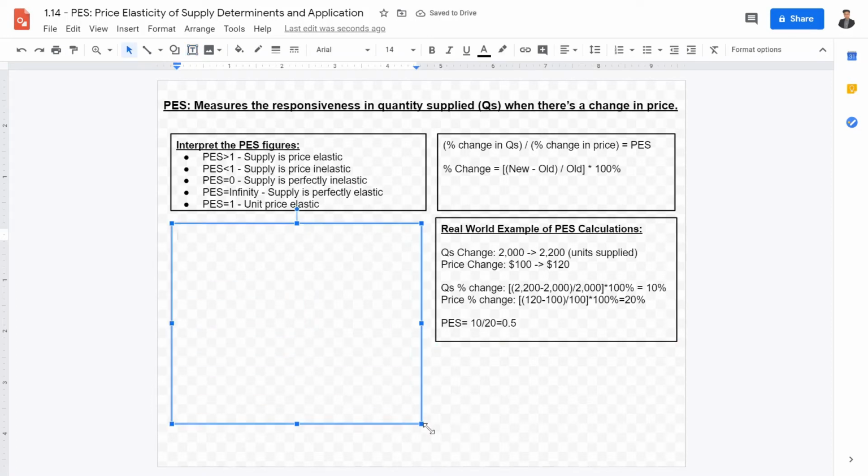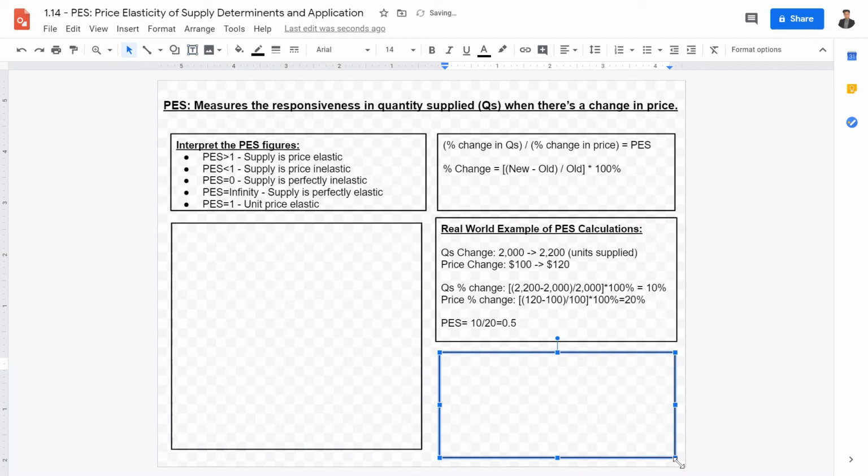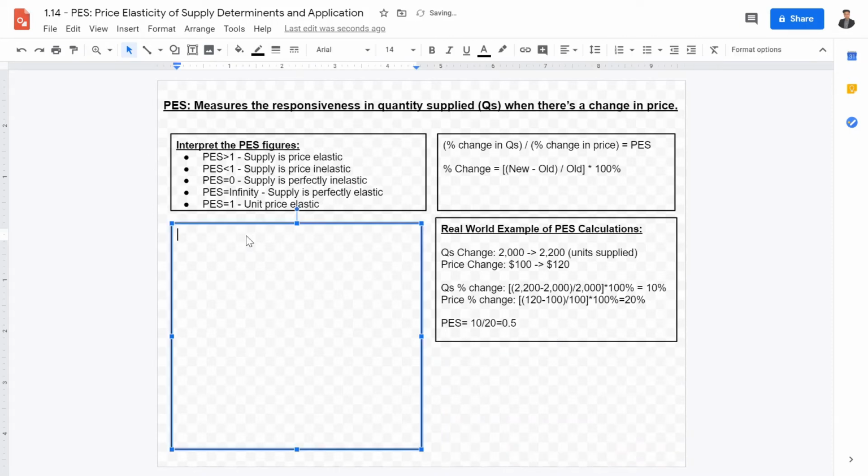Now, let's talk a little bit about application before talking about the determinants of PES. What is the application of PES? PES measures how much more of a good is produced when the price increases. This is important for governments, because governments will be able to determine and predict which firms will have more revenue because of the increased prices, as well as the increase in quantity supplied.